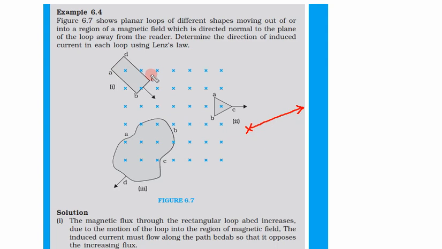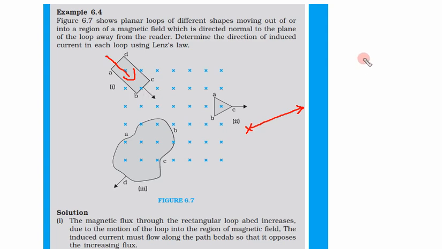Now they are asking, if this ABCD rectangular loop, this ABC triangular loop, or this irregular shape loop is moving in or out of this magnetic field, what would be the direction of current in these loops? So now let us take this loop ABCD. The movement is such that it is entering the magnetic field, so that means the magnetic field in this loop is increasing.